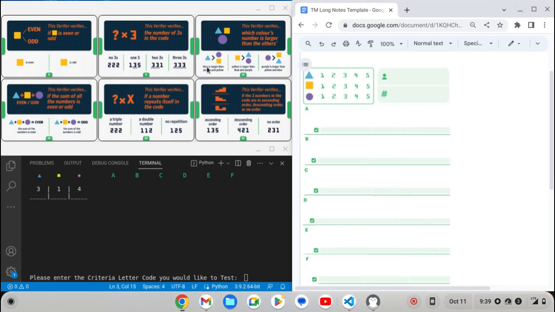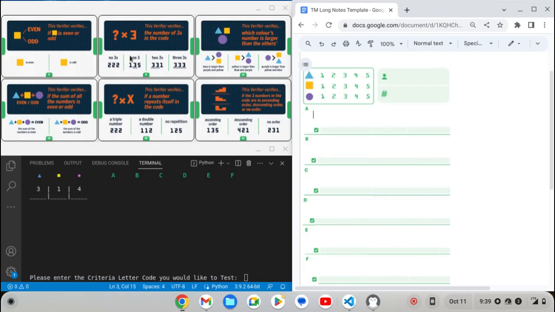So in the grid above, we've got our 6 criteria cards. On the top row, we've got criteria card A, criteria card B, and criteria card C. On the bottom row, we've got criteria card D, criteria card E, and finally criteria card F. Criteria card A takes a look at our middle digit, the square digit, and will let us know whether its value is an even digit or an odd digit.